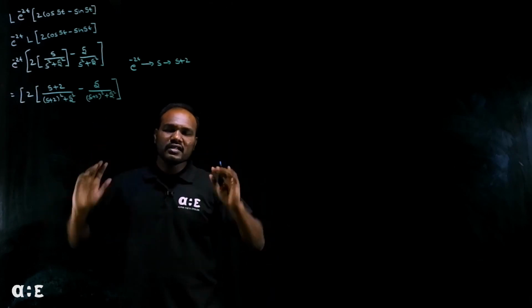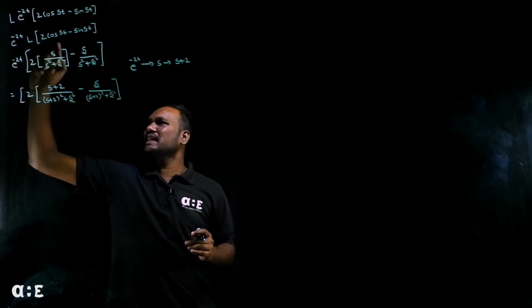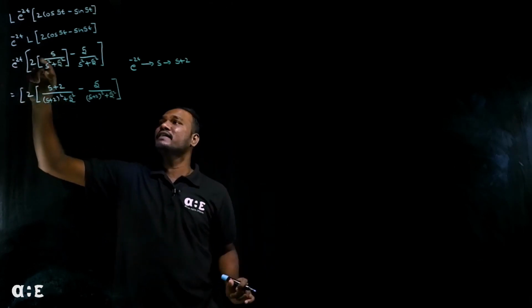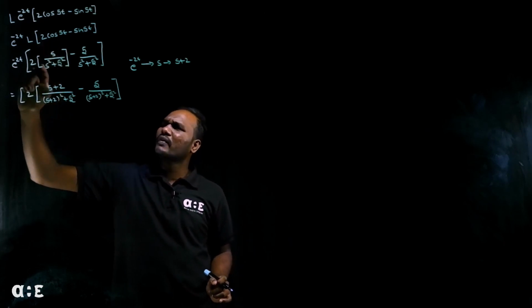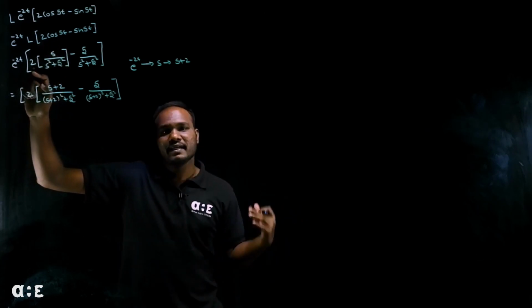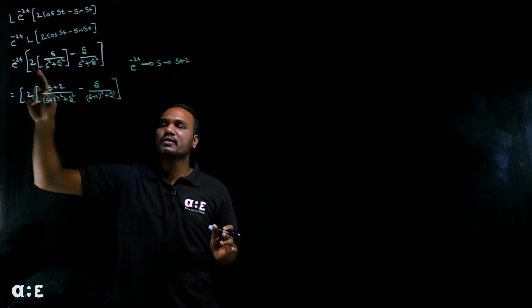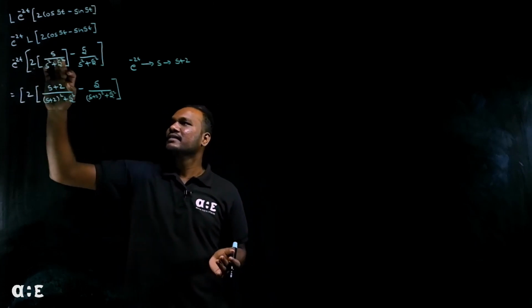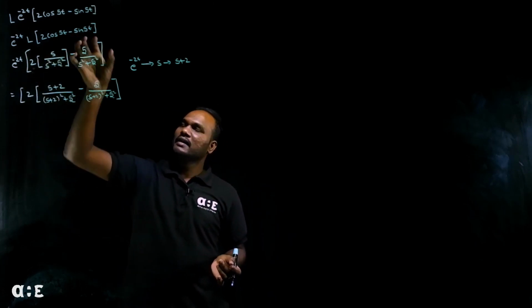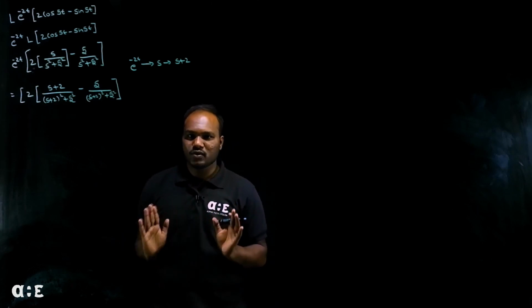So what is the most important thing that you need to learn? If there is a number, just take the number outside. If it is multiplied with some term, just take this number outside, as we did in calculus. We have a number, just take the number because it has a linear property. We can take the number outside and find Laplace of each of the terms. Is that cool? Let's go to the next sum.